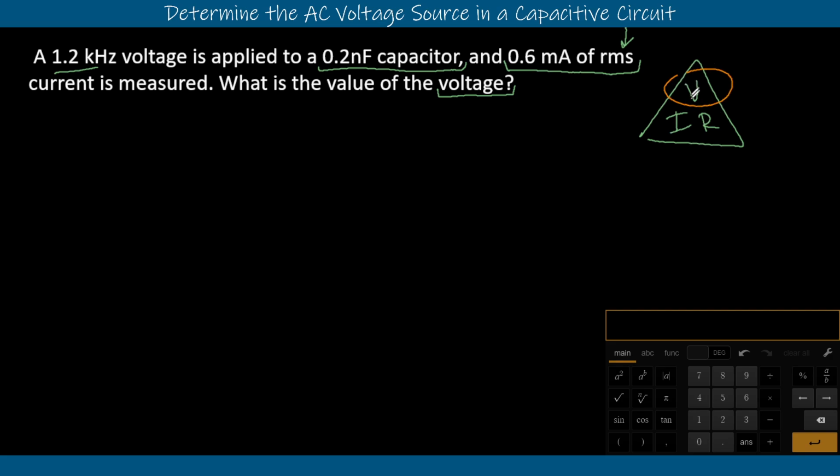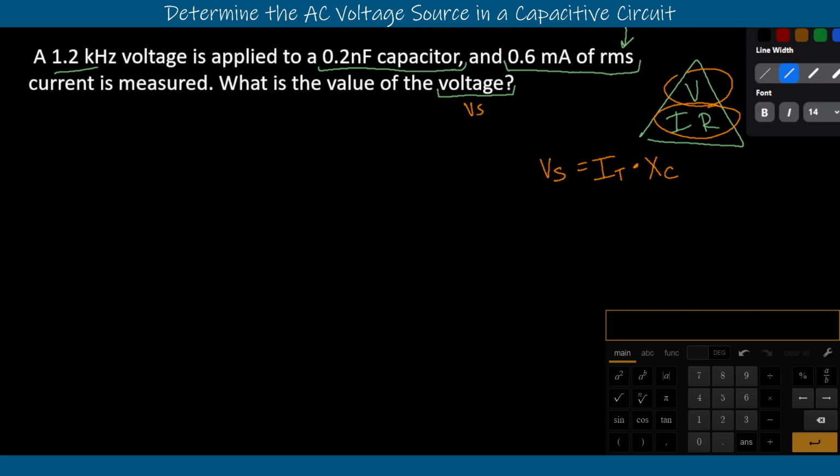We know that if we want voltage, we can multiply our current and our resistance. So our voltage source, what we're actually looking for, is equal to our current total multiplied by our total resistance, RT. In this case, we actually have a capacitor, so we don't have an RT. We have capacitive reactance, XC, which is our version of resistance for capacitors. They're not actually resistance, they're a level of reactive resistance, so we're going to call it capacitive reactance.